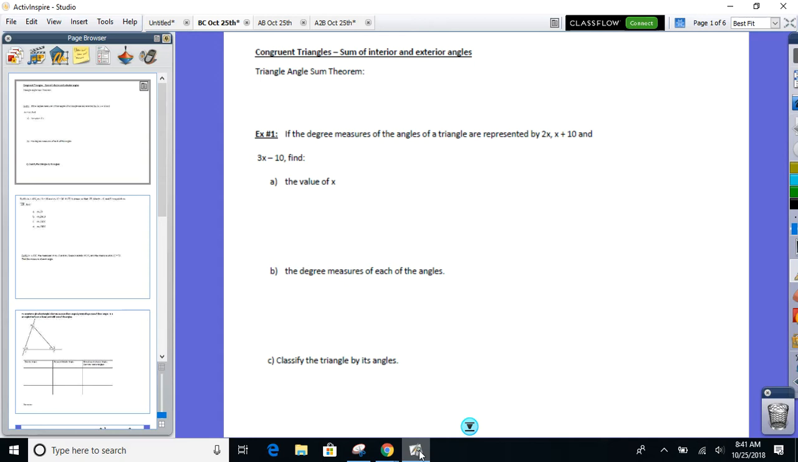Let's go inside the triangle now and start talking about all the different types of angles inside. First thing, and this is something you've known for a while, you probably just never put a name to it. The triangle angle sum theorem basically says all interior angles of a triangle add to what? 180. So we're just going to give it a name now, which is the triangle angle sum theorem. All interior angles of a triangle add to 180.